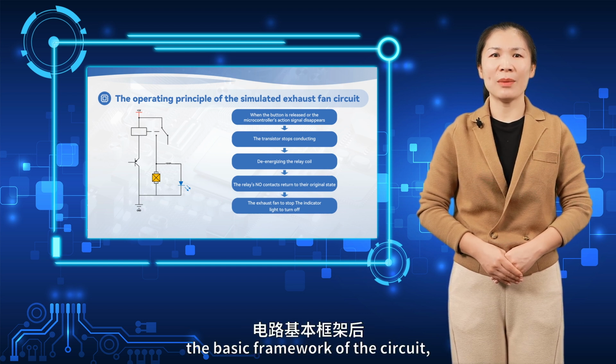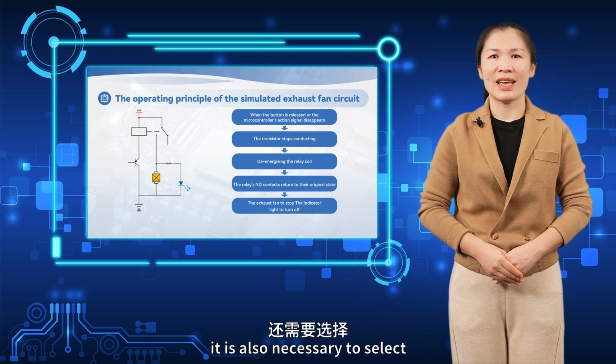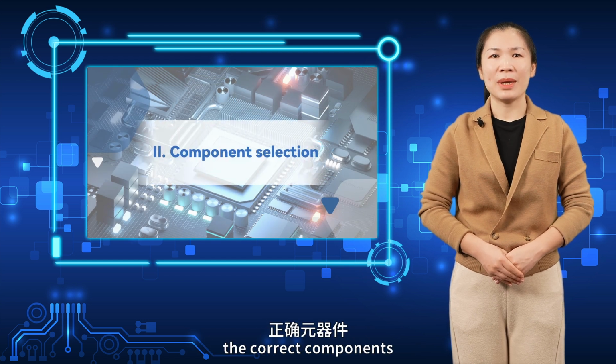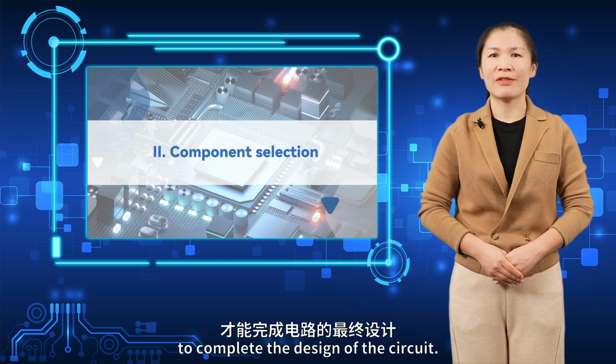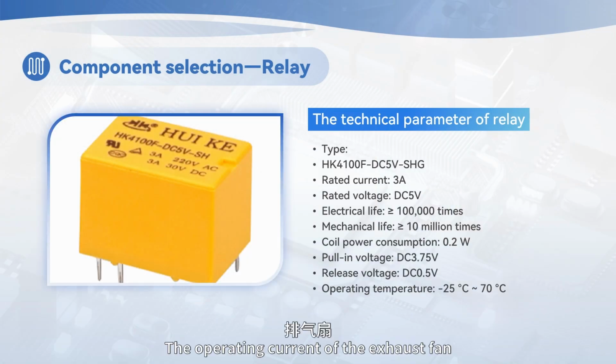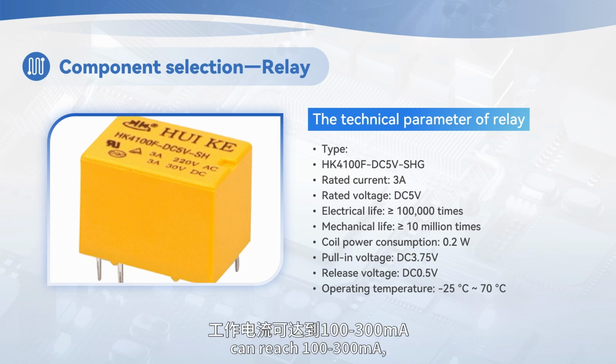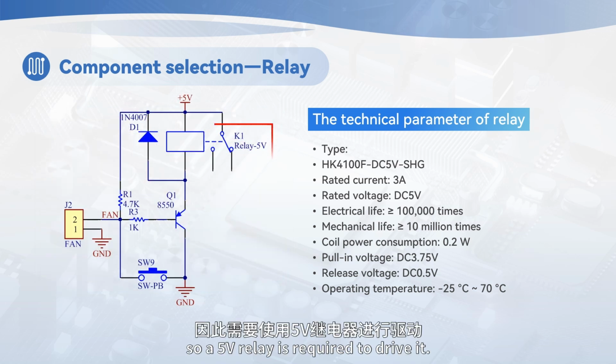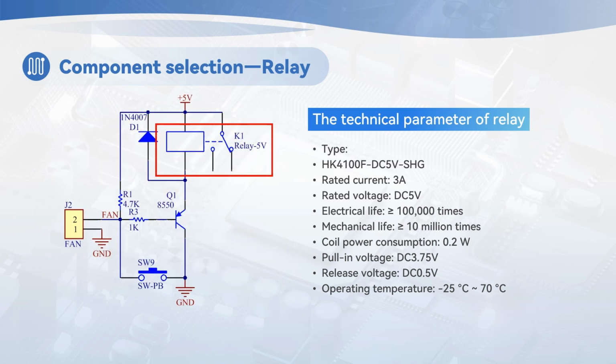Having determined the basic framework of the circuit, it is also necessary to select the correct components to complete the design of the circuit. The operating current of the exhaust fan during startup and normal operation can reach 100 to 300 milliamperes, so a 5 volts relay is required to drive it.